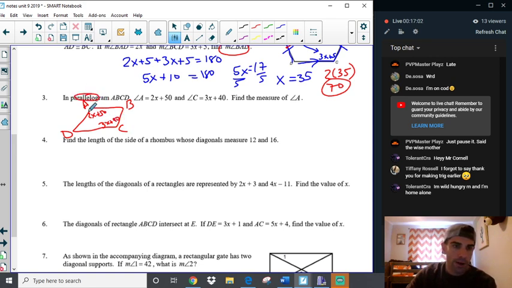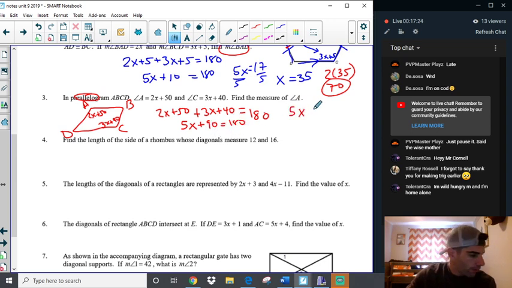Parallelogram, opposite angles. So I'm going to do 2x plus 50 plus 3x plus 40 equals 180. Okay. Again, do your math. 2 plus 3 is 5. 50 plus 40 is 90. Equals 180. Subtract 90 on both sides. So 5x is going to be equal to 90. Divide both sides by 5, and x is equal to 18.